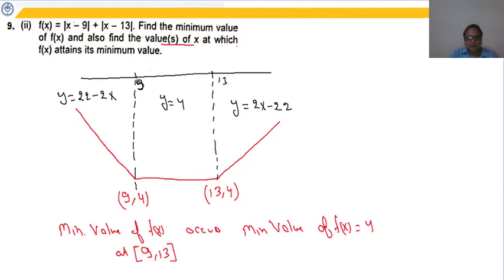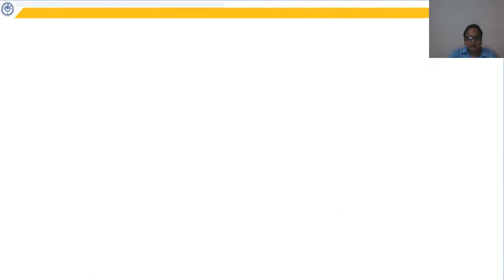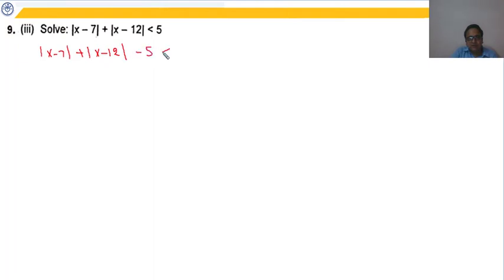Now let's come to the third part. It says |x − 7| + |x − 12| − 5 < 0. So we again plot a number line and plot the turning points 7 as well as 12.